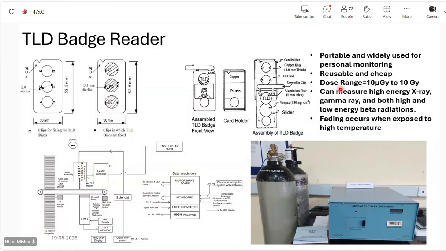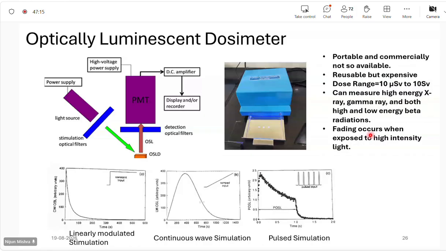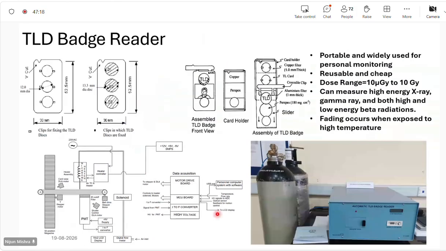In the case of TLD, these are reusable, meaning we need to anneal these TLDs before reusing. Annealing means we keep these TLDs inside a hot air oven, where they receive a high temperature, so that all stored information is lost and we can use them freshly. So annealing is necessary here. Annealing is done by heating with a high temperature.